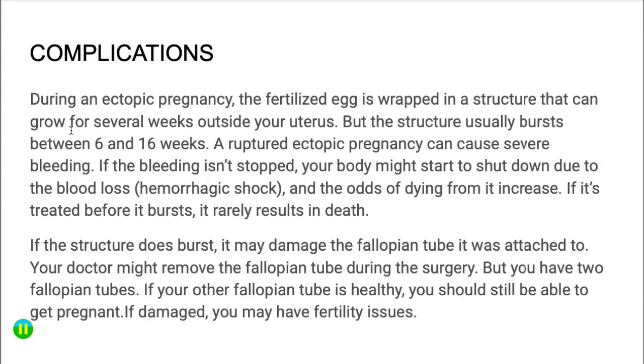If the structure doesn't burst, it can damage the fallopian tubes. And if the fallopian tubes are removed during surgery, it becomes next to impossible to get pregnant again. You will have fertility issues because we need the fallopian tubes.